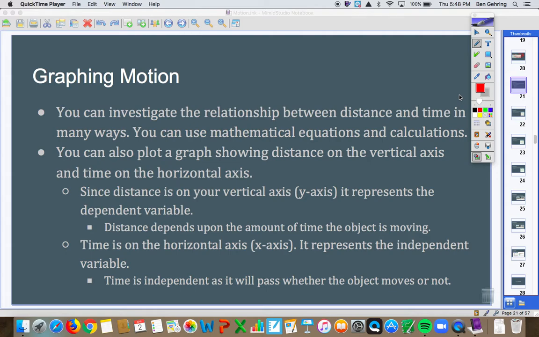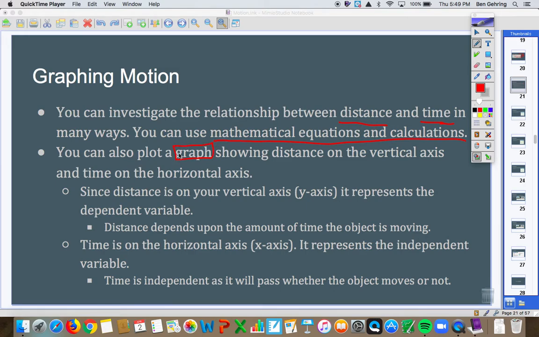So we can investigate the relationship between distance and time, these two things required for speed, in many ways. A lot of times what we do in this class is we use mathematical calculations and equations. We use these a lot. But you can also plot them on a graph. And so we've talked a little bit about graphing.